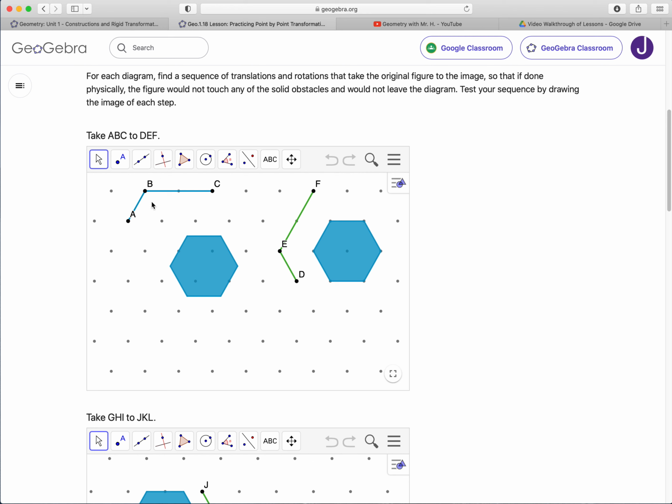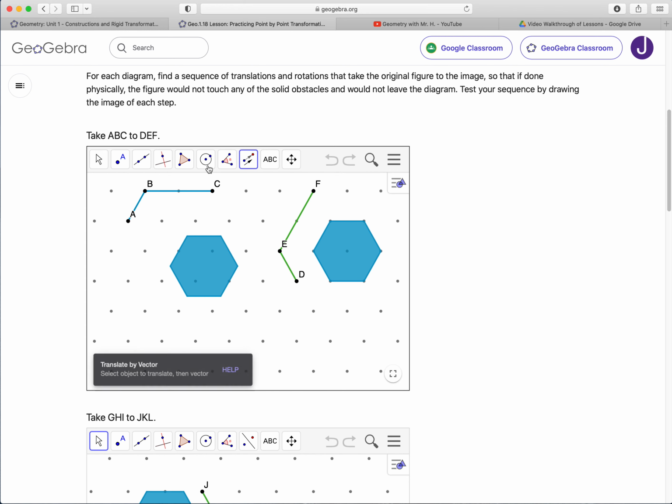Okay, so how are we going to do this? Let's see. There's going to be a rotation involved. I mean, C has to land where F is, right? And A has to land where D is, and B has to land where E is. If I just move A directly over to D, it's going to smash into this hexagon, and it's not going to work. So we got to come up with another idea. How about if we move this over so that C lands on F, and then maybe we can rotate it a little bit. So let's try that.